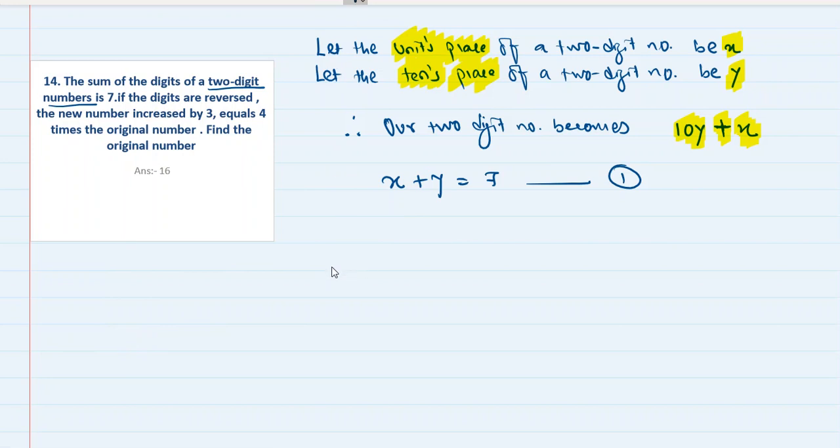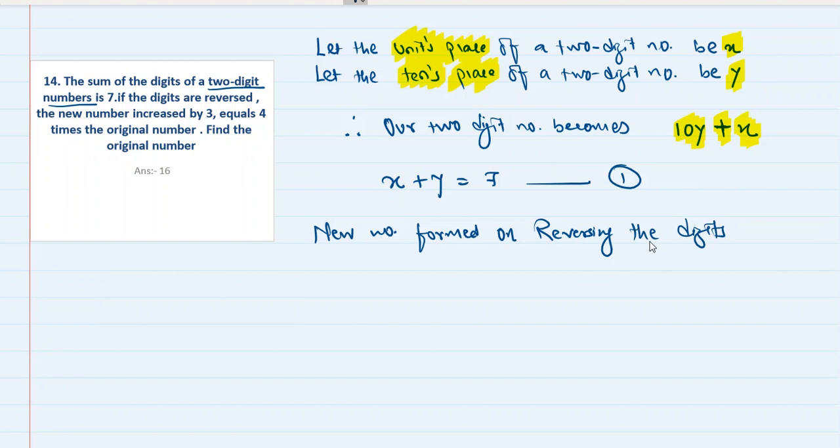If the digits are reversed, the new number increased by 3 equals 4 times the original number. Okay. Focus on my statement, how I'm writing. New number formed on reversing the digits.